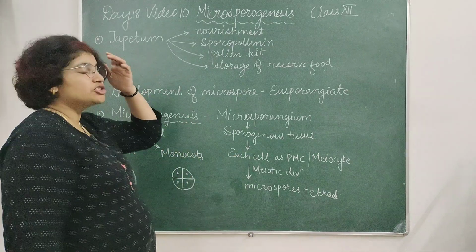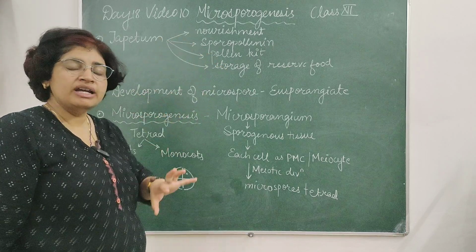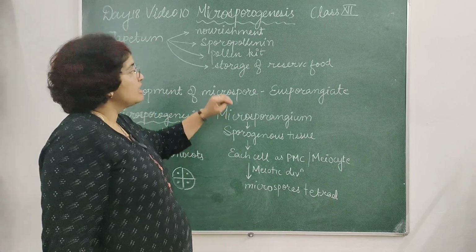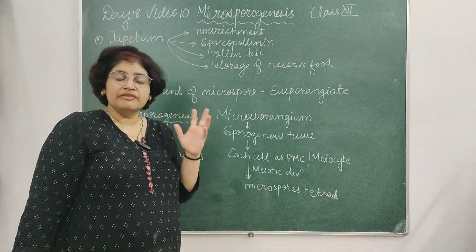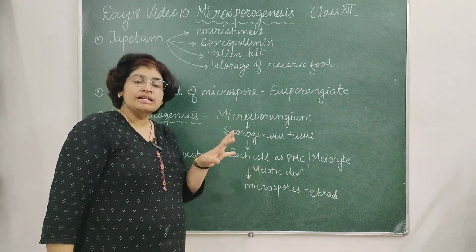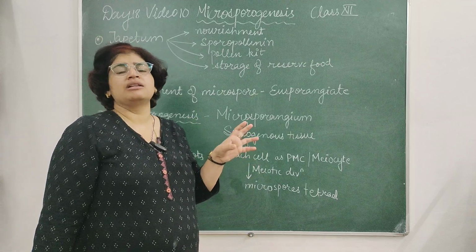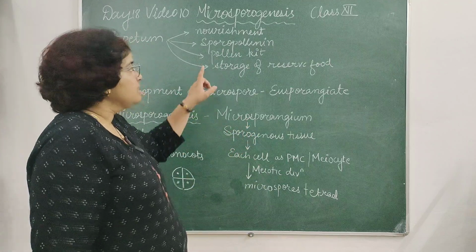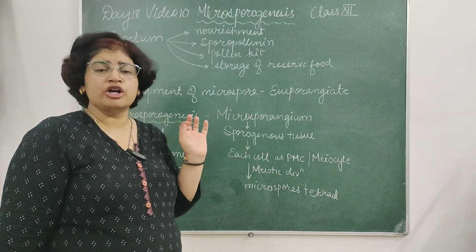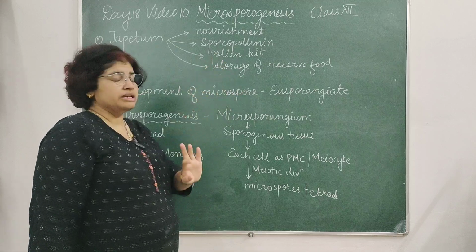There are some more functions of tapetum. Tapetum helps in the storage of reserve food, which will provide nourishment to the pollen grains. Two more important functions: one, it helps in the formation of sporopollenin. Sporopollenin is the material which cannot be degraded by any chemical or any agent. This sporopollenin will form the outermost covering of the pollen grain. This we will study later. Next is the pollen kit.